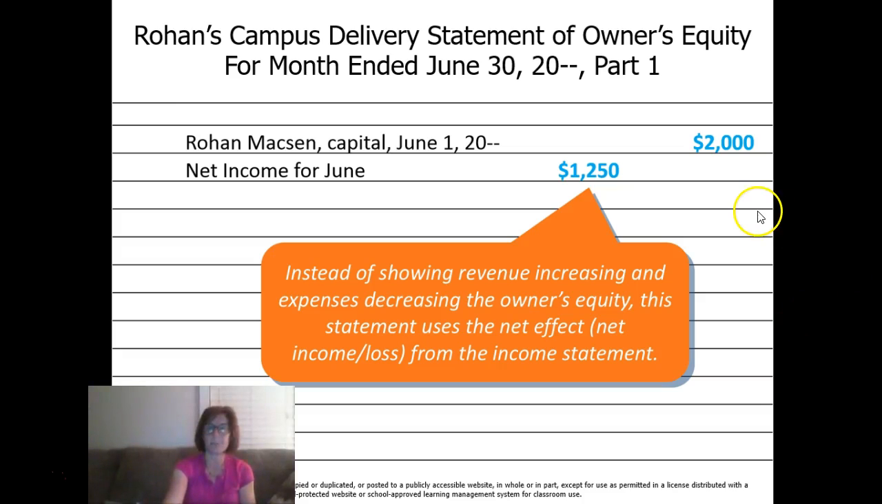So we start with Mr. Rohan's capital investment as it was at the beginning of the period, which is $2,000. We add the net income from our income statement. So we're not going to show the revenue minus all of the expenses here. We're just going to take the net income figure off of our income statement and plunk it right here into our statement of owner's equity, and then give it its appropriate title here.